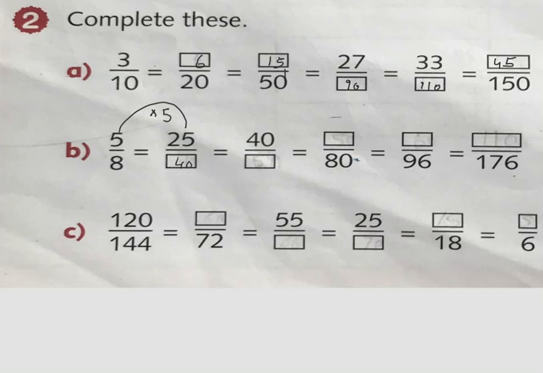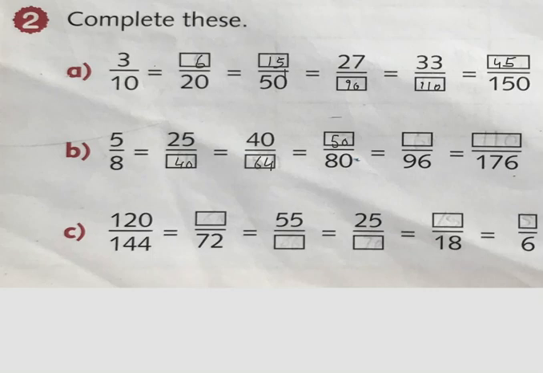The next number we have is 40. So we know that 5 8s are 40. So multiply 8 with this denominator also. So 8 8s are 64. Next incomplete fraction we have 80 in its denominator. So find a number which we multiply with 8 and it gives us 80. So we know that 8 10s are 80. So multiply the 10 with its numerator also. So 5 tens are 50.